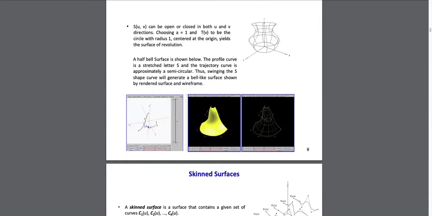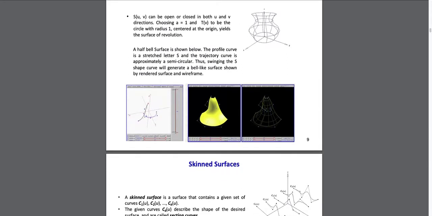Now let us see one practical example, where the profile curve is defined by an S-based curve towards the left, and the trajectory is a semicircle. If we swing it along the semicircular trajectory, we are going to get a bell-shaped, a half bell, to the right, and the wireframe is shown on the rightmost, where you can see the new control points.